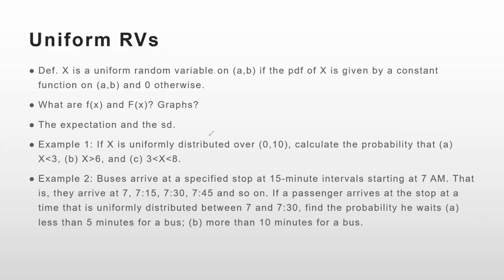Buses arrive at a specified stop at a 15-minute interval starting at 7 a.m. They arrive at 7, 7:15, 7:30, 7:45, and so on. If a passenger arrives at the stop at a time that is uniformly distributed between 7 and 7:30, find the probability that he waits less than 5 minutes for a bus, or more than 10 minutes for a bus.